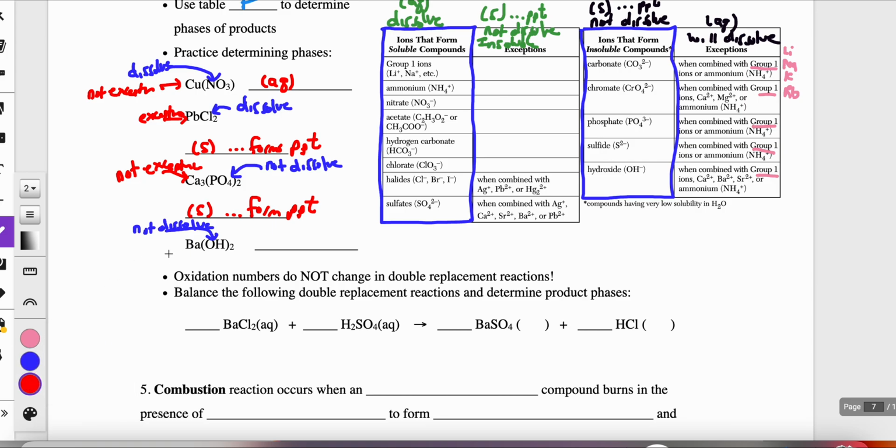So what we have to figure out is what OH is bonded to, the Ba. Is it an exception or not an exception? So when we look over here, the exceptions that make OHs soluble are group 1 ions, Ca, Ba, Sr, or ammonium, and there is Ba. So Ba is an exception. So since Ba is an exception, if this substance forms in water, it will remain dissolved. It will be aqueous.